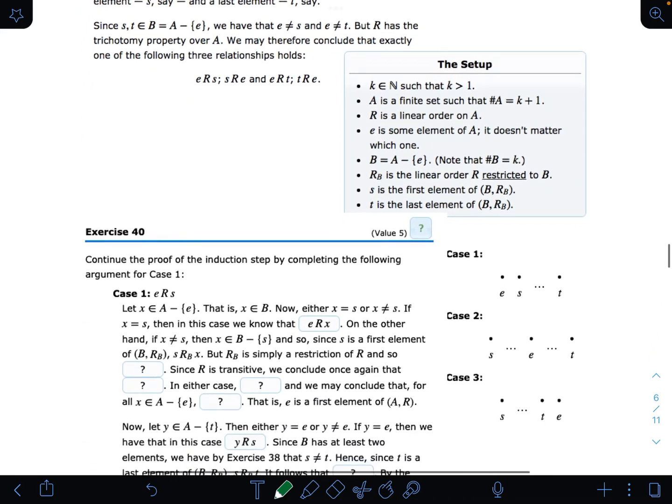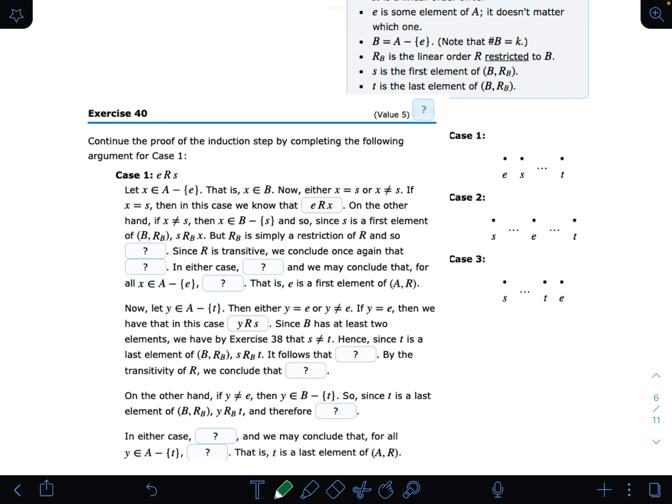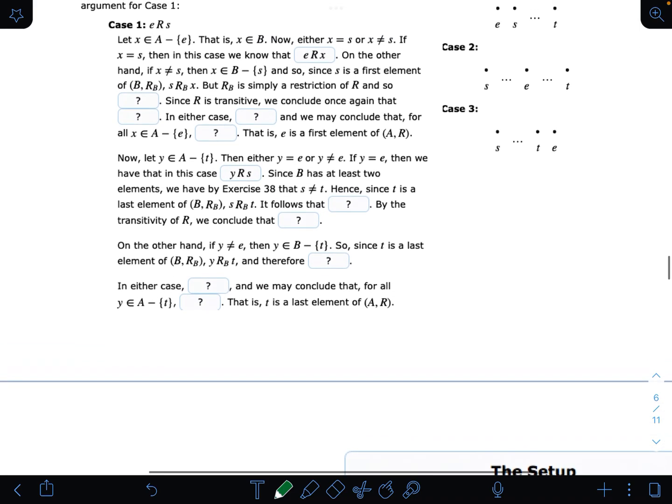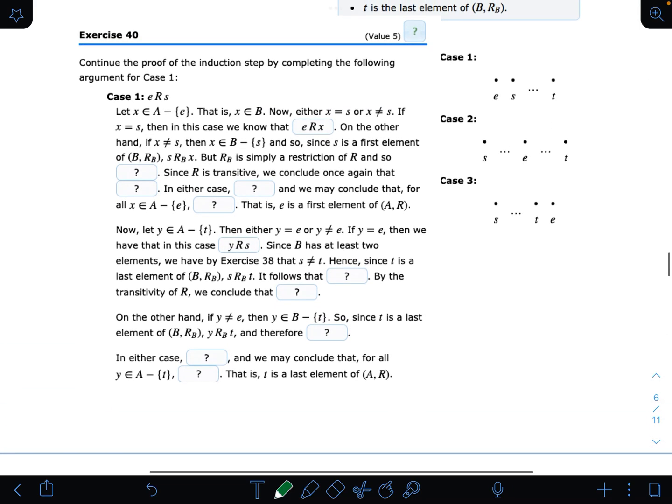Now as you can see, exercise 40 gets a little bit longer insofar as the proof goes, and I'll just go ahead and fill you in on how this is going to work. Again, we're just talking about, hey, if you have this element E that you don't know anything about, maybe it's the first element, maybe it's somewhere in the middle, or maybe it's the last element, and that's why they have these proofs by 3 cases.